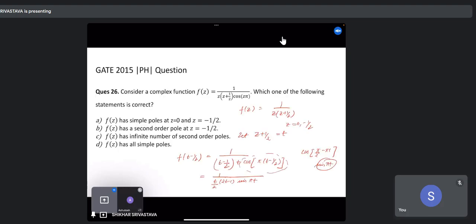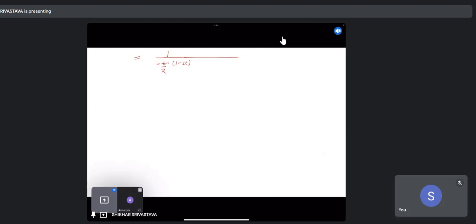Now you have this as 1 upon t by 2 times 2t minus 1. Write it as 1 minus 2t, because you'll try to do some binomial expansion, so a minus sign will come. I just replace 2t minus 1 with minus 1 by 1 minus 2t. And sine of pi t you also expand, so it becomes pi t minus pi cube t cube by 3 factorial plus pi 5 t5 by 5 factorial, plus some higher order terms.